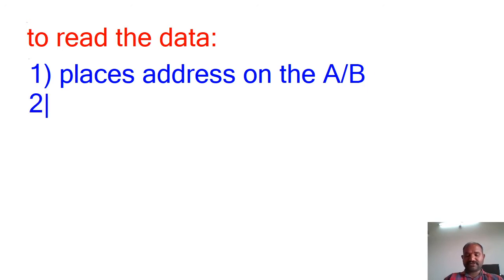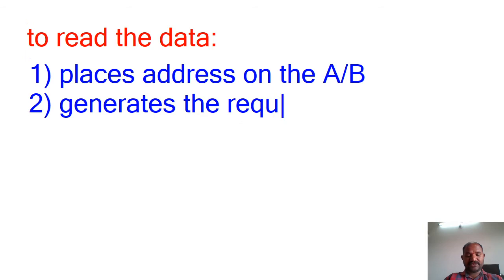The second step is generates the required control signals. C/S means control signal. Please note down the full-fledged one. After generating the control signal by the microprocessor, it is the responsibility of the device to place the data on the data bus, and the microprocessor is going to read the data.